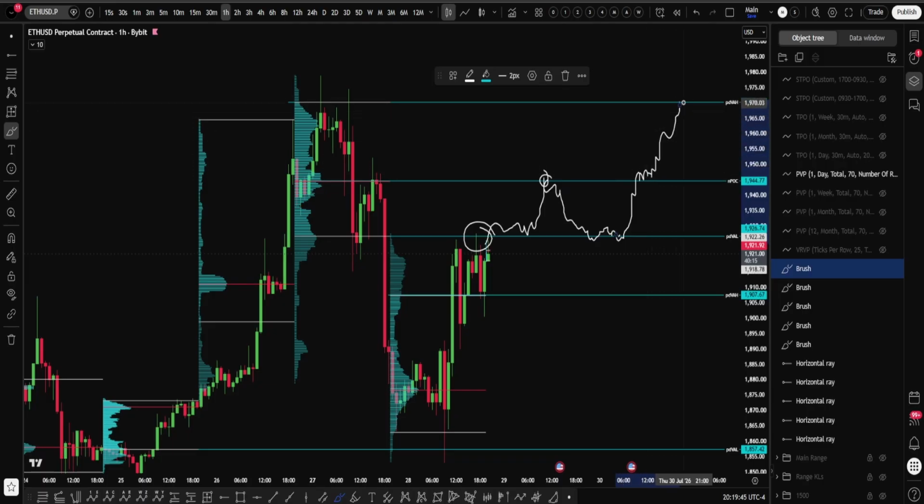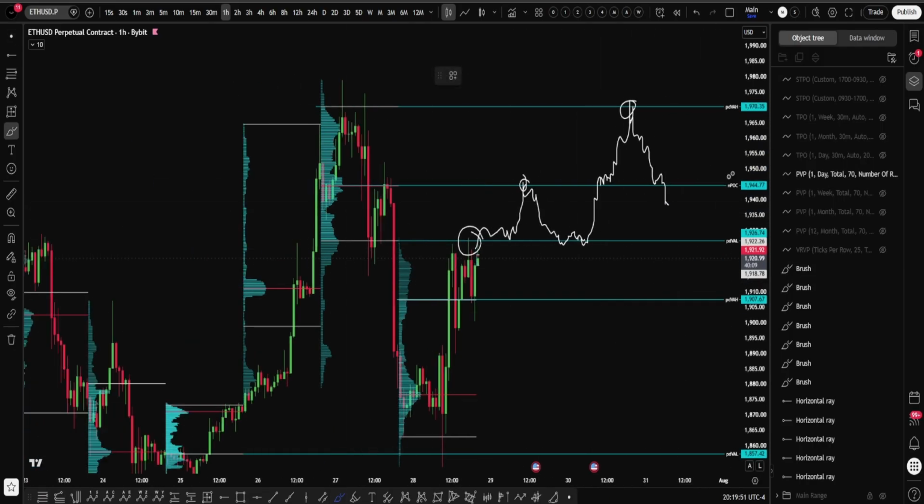But then once you get up to here, and let's say you just reject this and come back down, and then break down below this, that's kind of like, okay, I should probably take the trade, because you're coming from these highs and coming back below resistance.